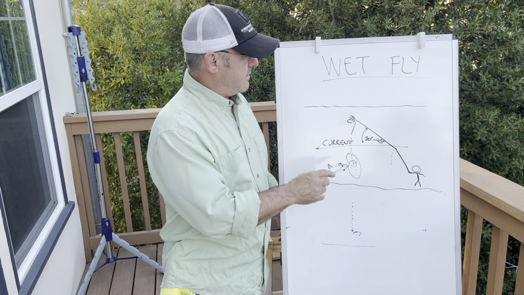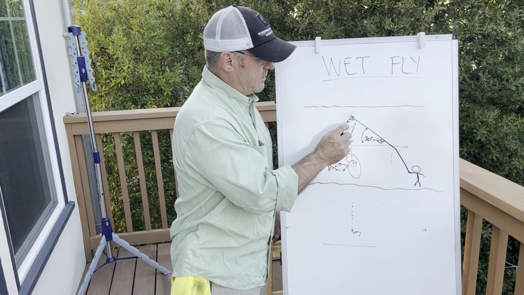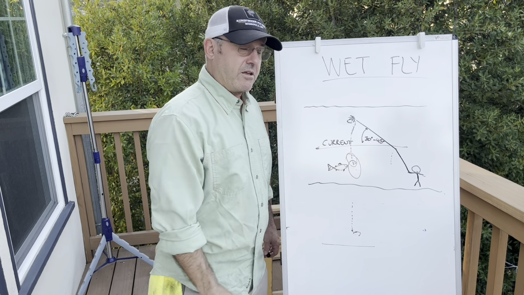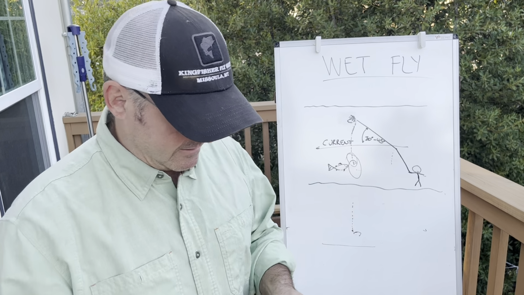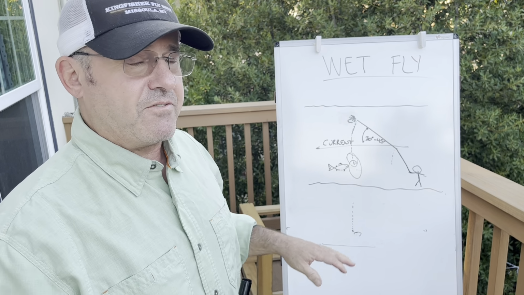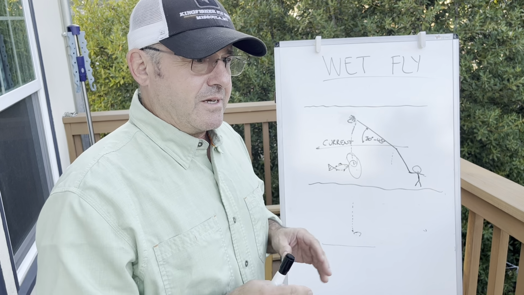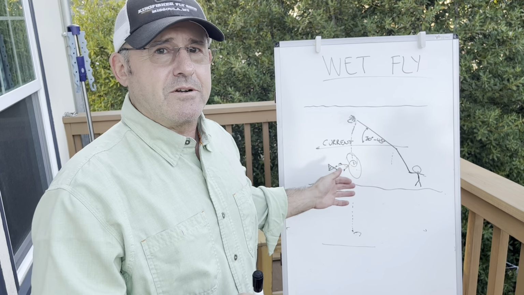The nice thing is you don't need to change out your rig, your outfit. All you need to do is cut off the dry fly and tie in a wet fly. You can use the same clinch knot. In indicator fishing, what I'm going to talk about next, you have to change out your setups. Anyway, you don't have to do it here.